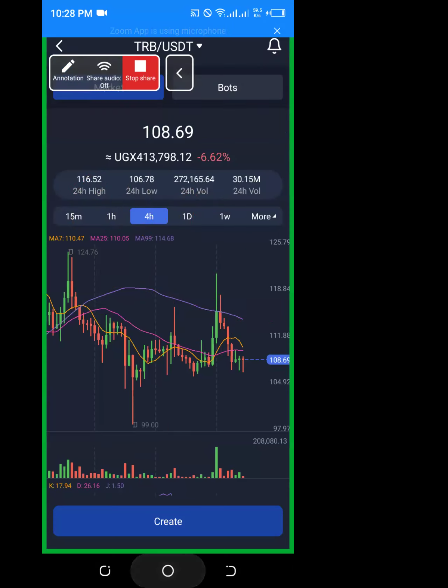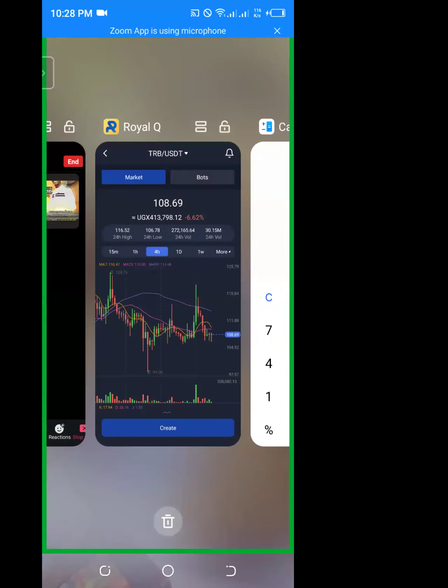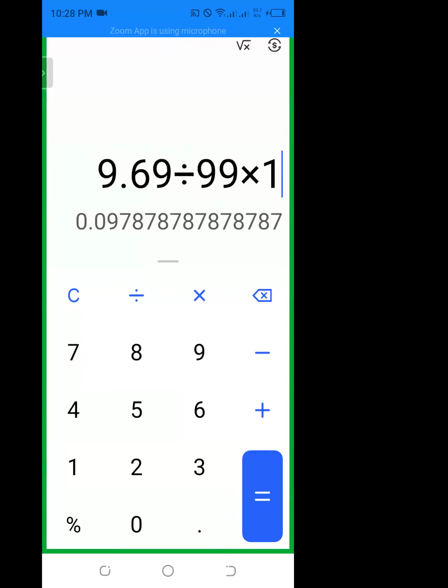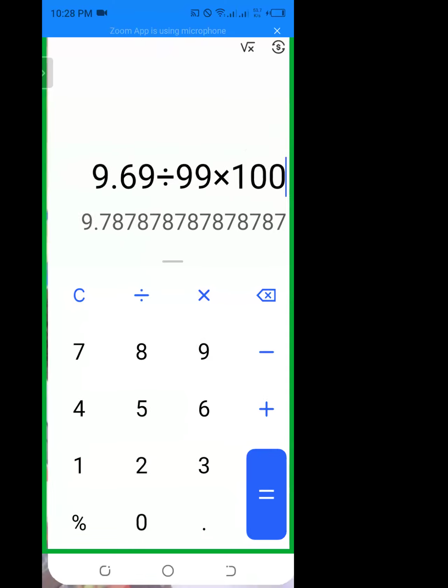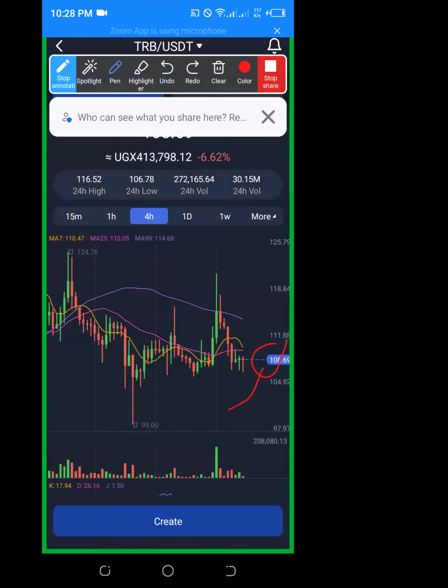Let's do it together. The current price is 108.69 minus 99. The answer you get, I divide it by 99 times 100%. What does it mean? It means that from here up to here, this is almost a drop of 10%. If you round off, that's a drop of 10%.